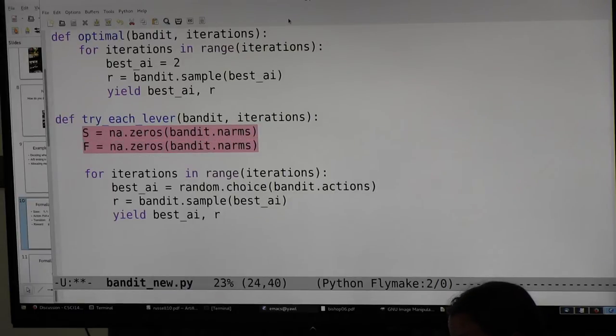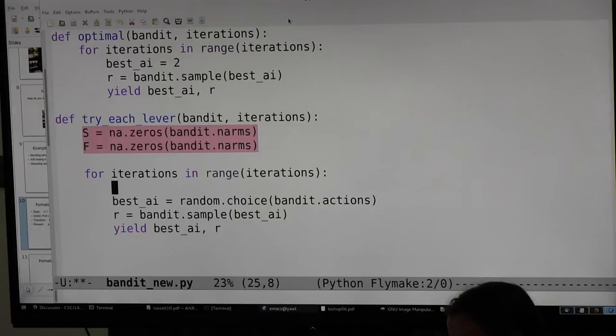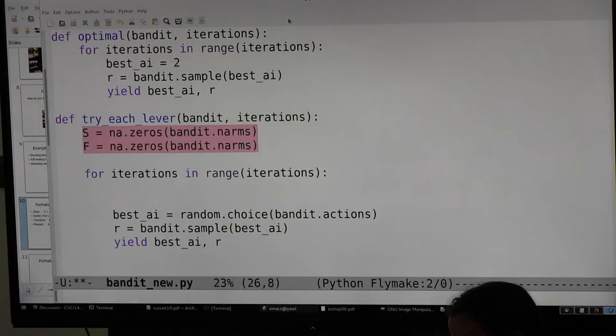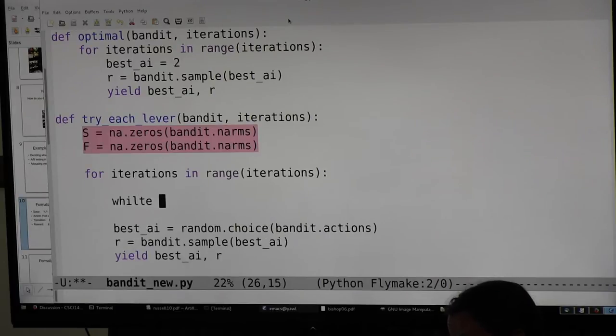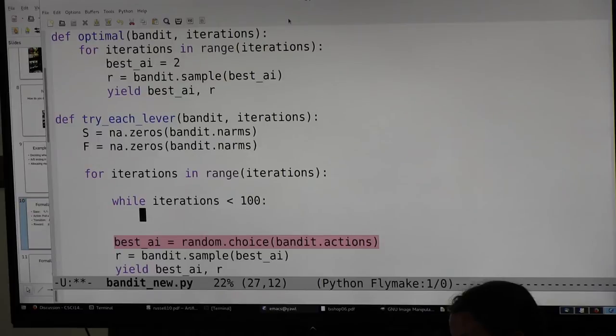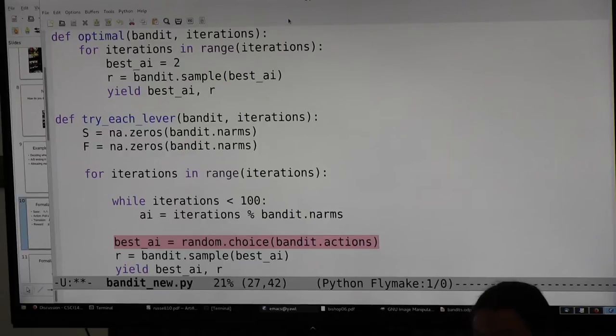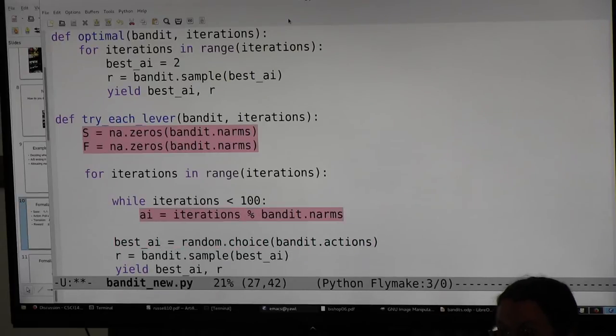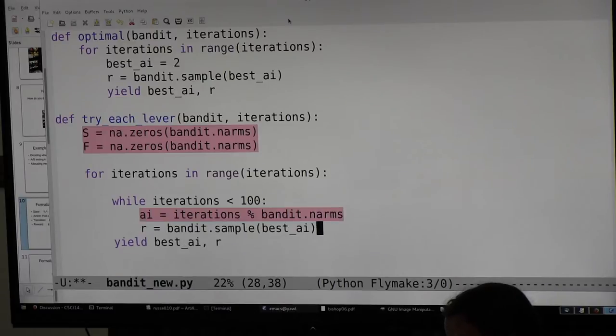Okay, and then for each guy, let's see. So let's say while iterations is less than 100, AI equals iterations percent bandit.unarms. So everybody see what that's going to do? Just going to flip through each one, keep trying it, and then we're going to sample it. And at the end, we're going to yield. So let's do that too.